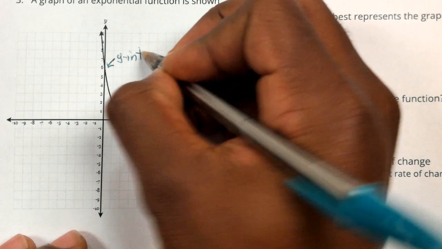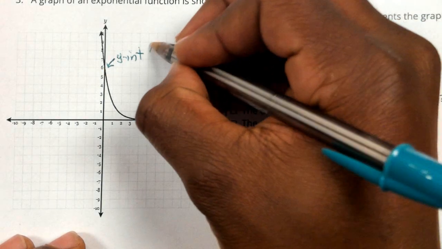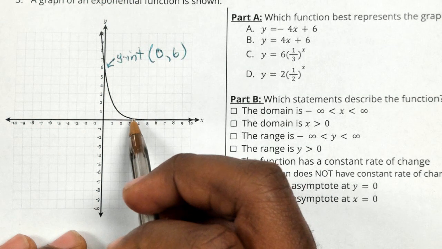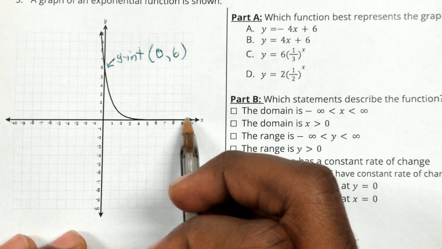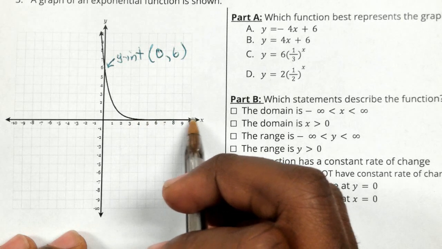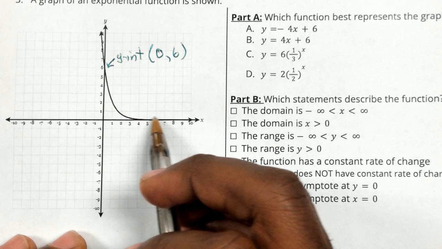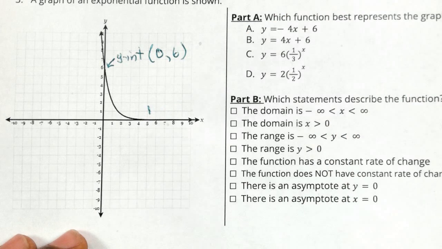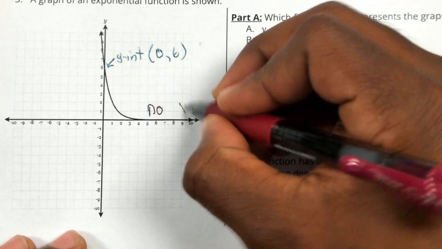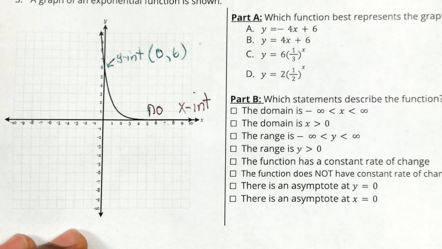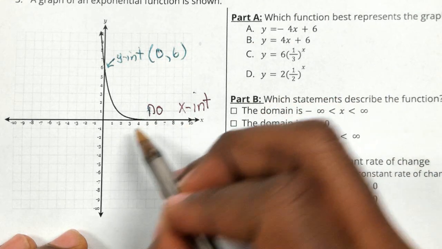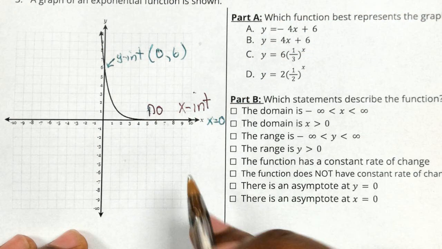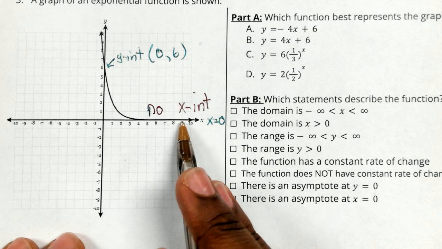So the y-intercept would be when y is 6, so that coordinate would be (0, 6). If you look here, we technically do not have an x-intercept because the graph did not cross this line. It went exactly on the line, so in this case we have no x-intercept, technically. However, this is where it is approaching. It is approaching when x equals 0, but it's never crossing when x equals 0.